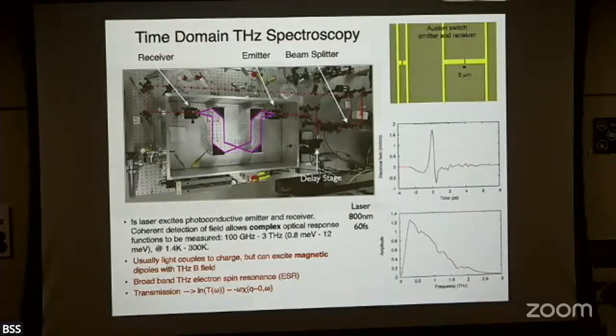Maybe, why is the split laser also set to the receiver? Because it is another detector. It's another switch which looks like that. There's an emitter and a receiver.